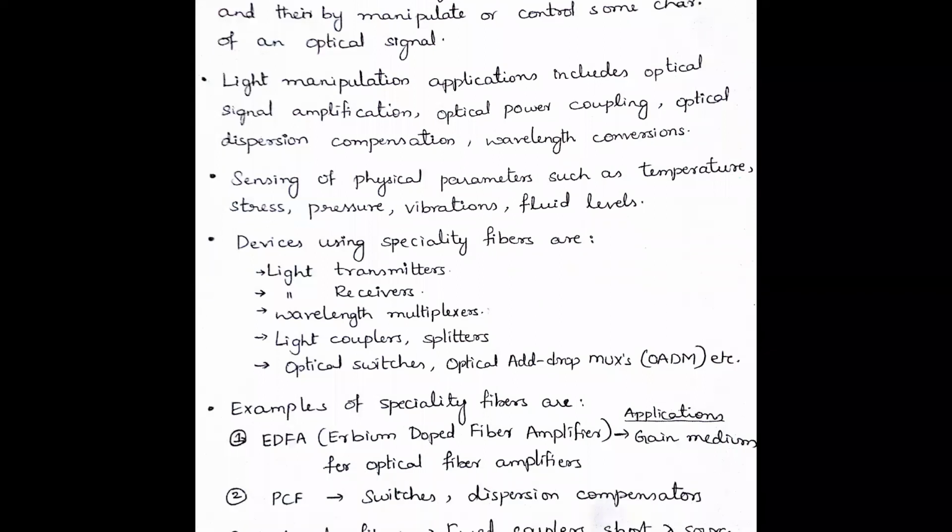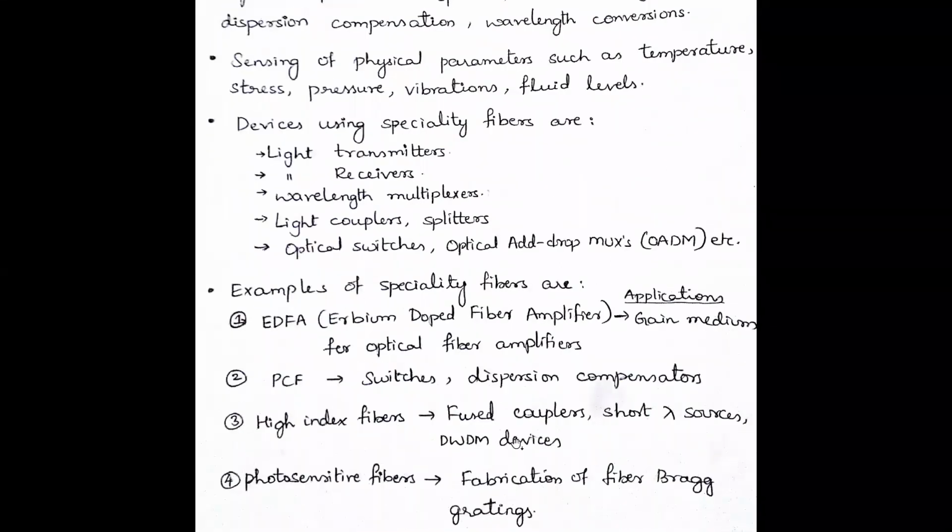So what are the applications of specialty fibers? Example applications mentioned here are: specialty fibers are used in construction of optic fiber amplifiers. An optic fiber amplifier is an optical device which is purely made up of optical material, which is totally different from your electrical amplifier. And PCFs are also used in optical switches, dispersion compensators, and some other examples like couplers, wavelength division multiplexers, and also fiber gratings.